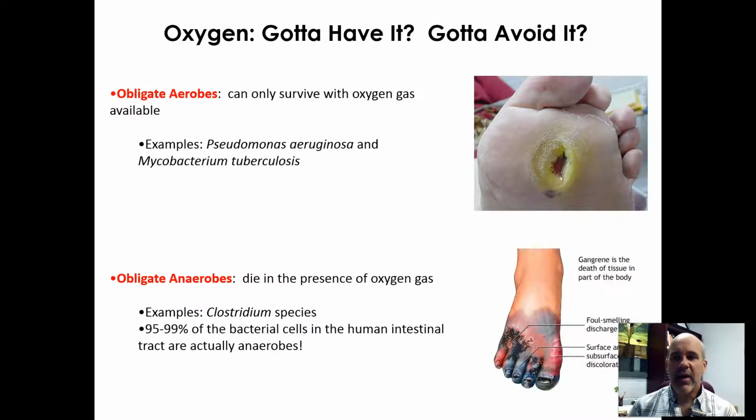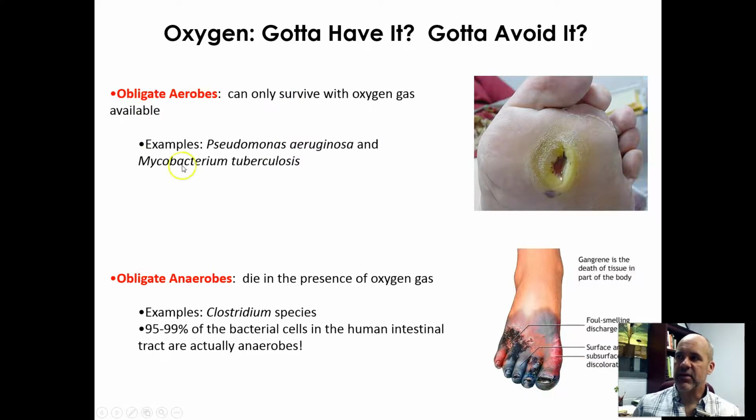All right, so microorganisms can be categorized according to their oxygen requirements. Many microorganisms are what we call obligate aerobes. Aero in biology generally refers to O2 or oxygen gas. Obligate, obligatory, you've got to do it. These are organisms that are like us. We're obligate aerobes. They can only survive when oxygen gas is available.